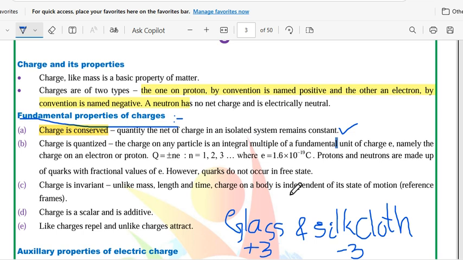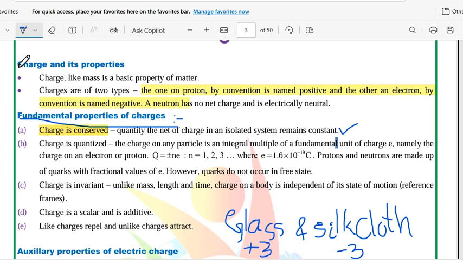This property is related to the properties of charges. Have you got this, dear students? The algebraic sum, the net charge in an isolated system remains constant, or you can also say that the charge can neither be created nor be destroyed, but it can be transferred from one body to another body. This is called the conservation of charge.